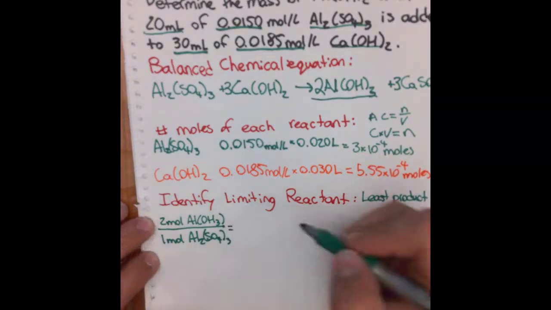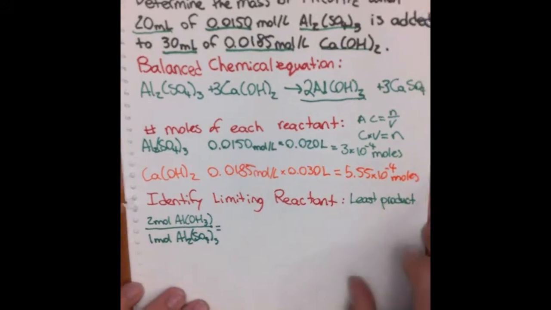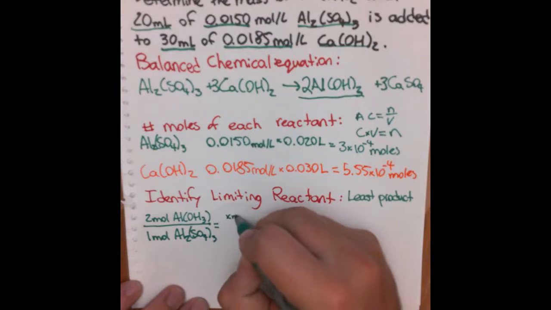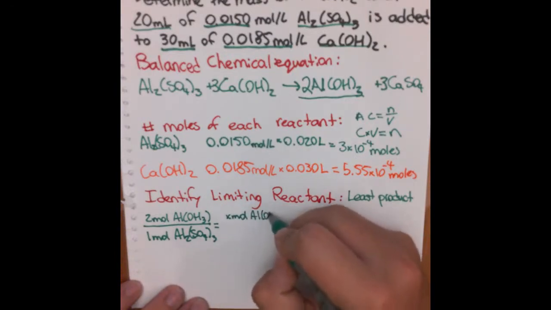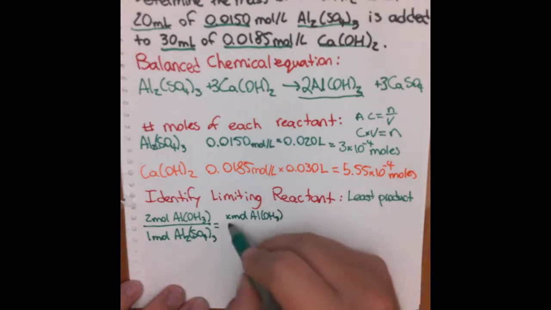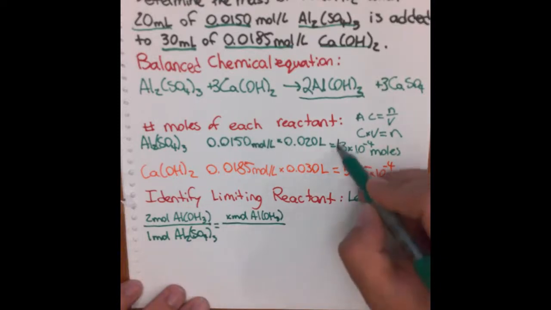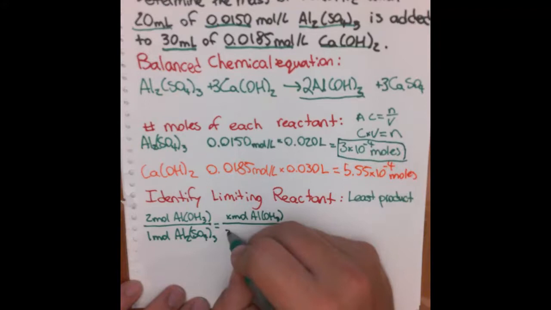And if we set that equal to our number of moles that we have, we're going to have X mole of AlOH3 over our number of moles of Al2SO4, which we calculated up here to be 3 times 10 to the negative 4 moles.